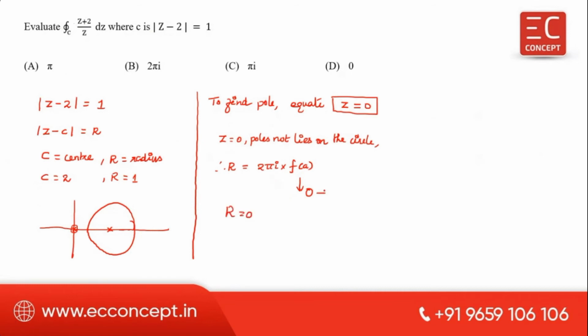Why is it 0? Since the pole lies outside the circle. So this is the answer. Understood? So this is the answer.